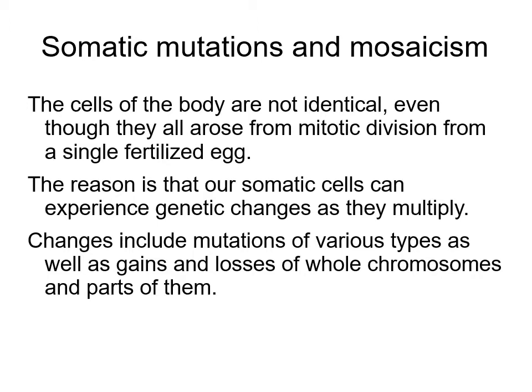So the cells of the body are not identical, even though they all arose from mitotic division from a single fertilized egg. And the reason, of course, is that mutations and genetic changes can occur during the many, many cell divisions that arise when the fertilized egg grows and develops into a multicellular organism. So mutations of various types, including gains and losses of whole chromosomes and parts of chromosomes, can occur in various cell lineages as we grow and develop.